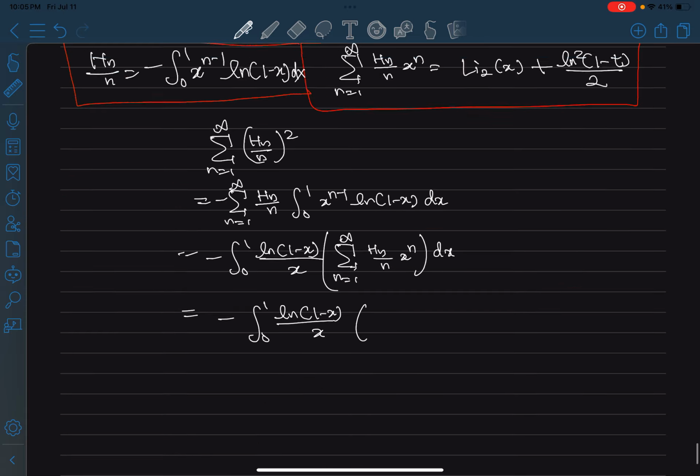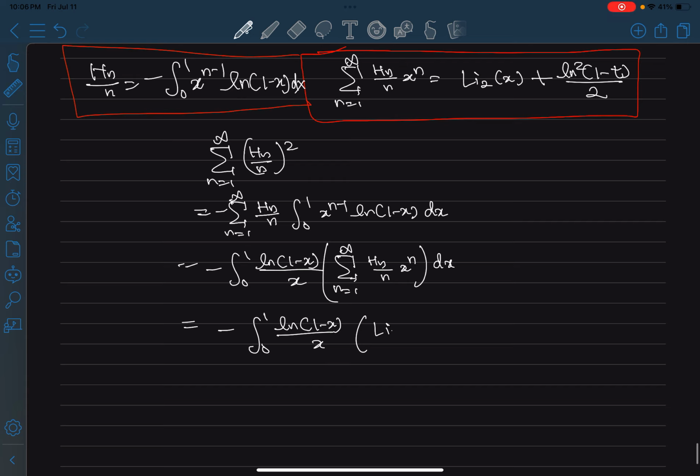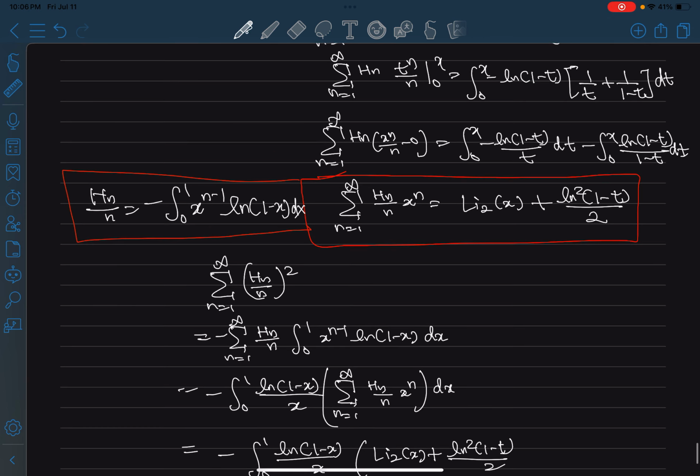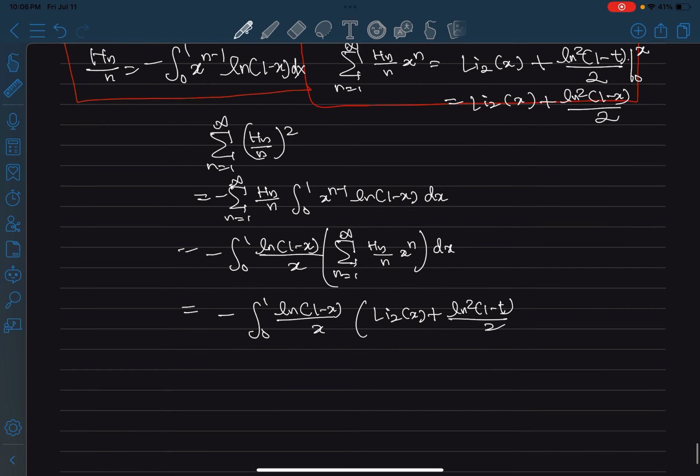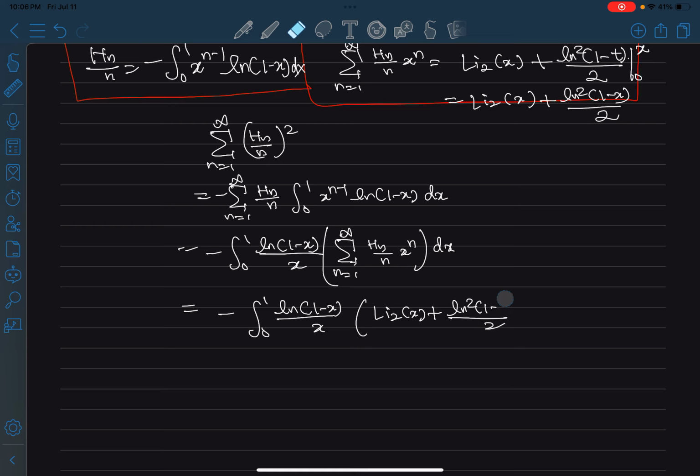We already know that this generating function is Li2 of x plus ln squared of 1 minus t by 2. Sorry, this should be x actually. Sorry, I made a mistake there. Over here this should have been from 0 to 1, and then this would be Li2 of x plus ln squared of 1 minus x by 2, and then at 0 it is 0, so I should have written that. I'm sorry for that. So again, here also this becomes x then, right?